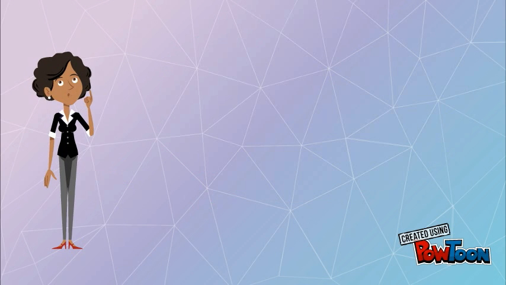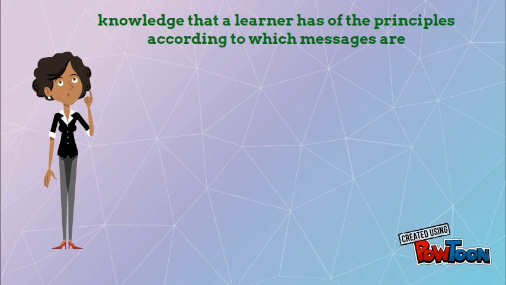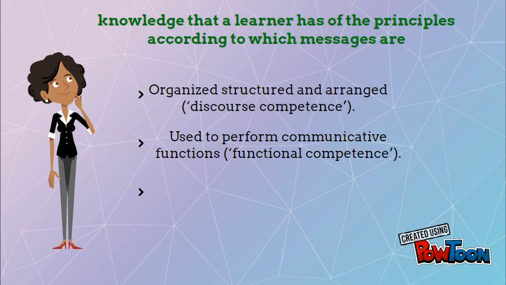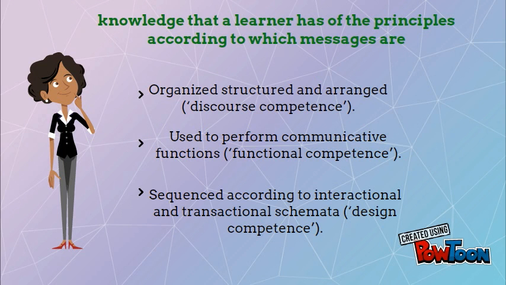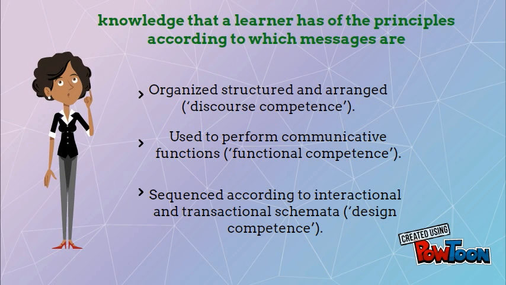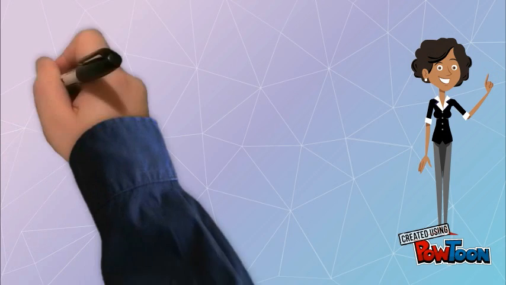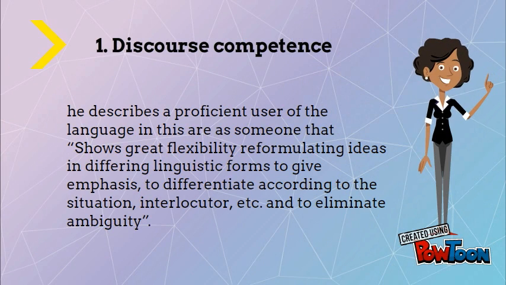Trim et al. 2001 expresses that it involves the knowledge that a learner has of the principles according to which the messages are organized, structured, and arranged, used to perform communicative functions, and sequenced according to interactional and transactional schemata. Besides this kind of messages, Trim also provides the different competences that integrate these pragmatic competences. The first one is discourse competence.